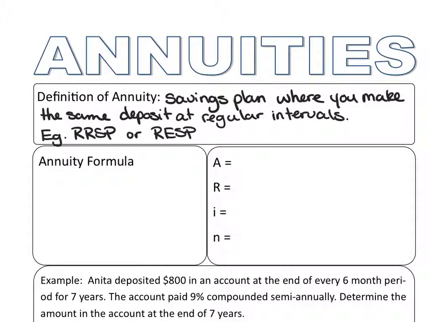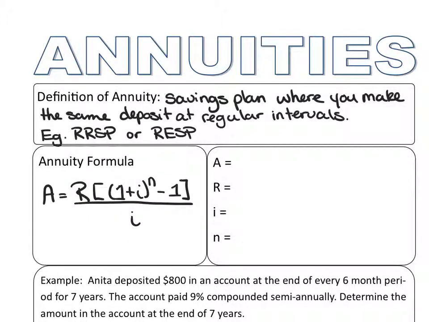The formula looks like this: A equals R times (1 plus I to the n, minus 1), these are ones, all divided by I. So there are a lot of letters in here, and I'm just going to explain what each letter means. So A is your amount of annuity, and it's the end amount.